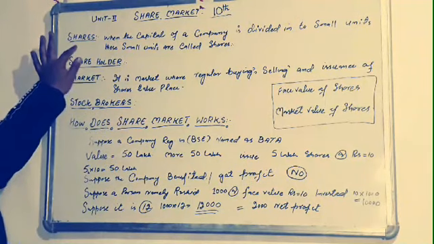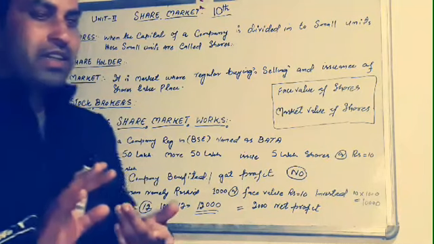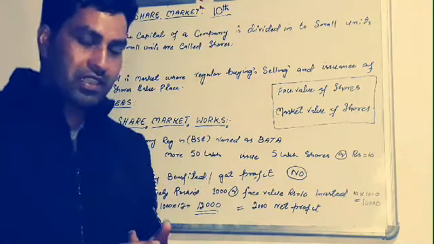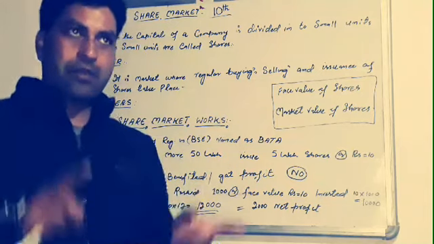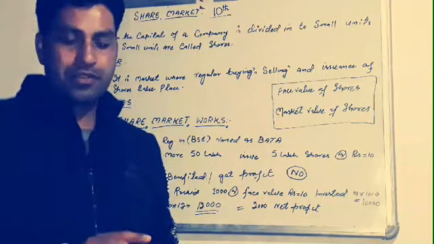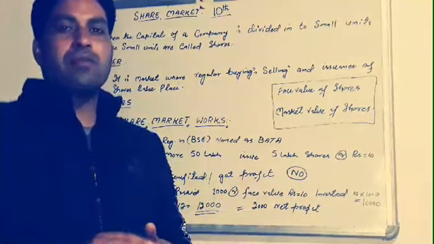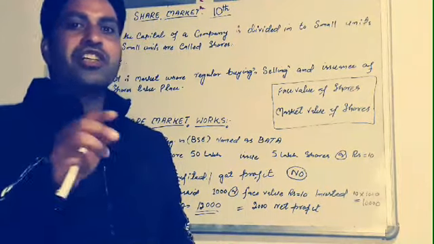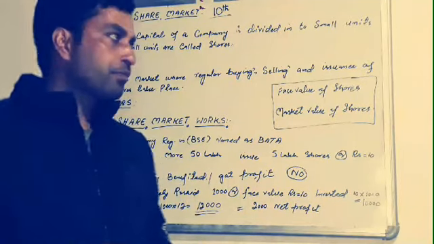So if we define shares in common language, we can say when the capital of a company is divided into small units, these small units are called shares of that company. Or we can say the units into which the total capital of a company is divided are called shares. Or in simple terms, when the total value of a company is divided into small units, those small units are called shares of that company. Hope you have understood the concept very well.